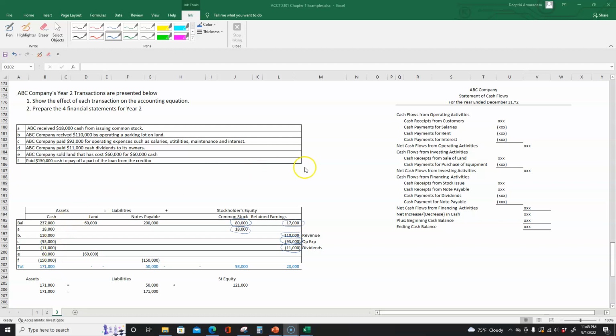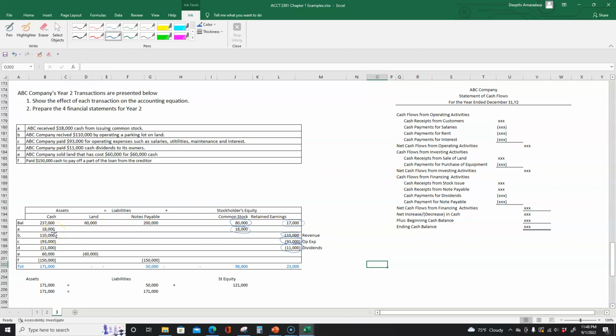So we're going to start by looking at the format of the statement of cash flows and then looking at each transaction and determining where it should go. Let's look at the first line item. That is the beginning balance. I'm going to wait on that because it is not a transaction. That's the amount of cash the company had at the end of last year. So we're not going to put that here yet. It will be in the statement of cash flows, but I'll come back to that.